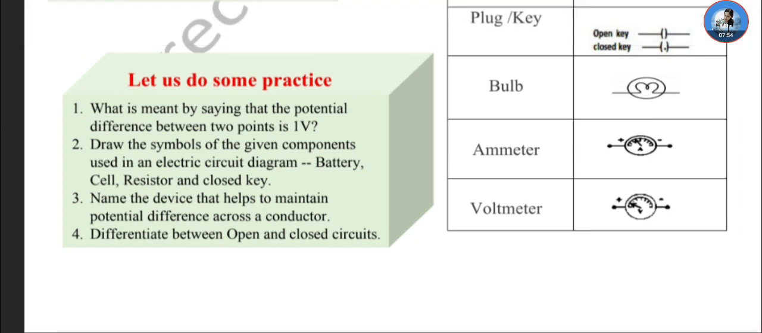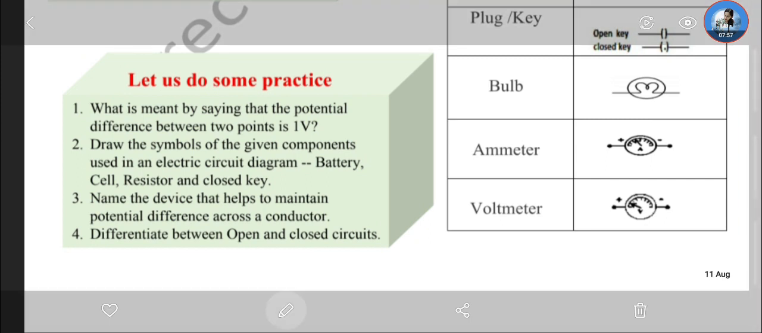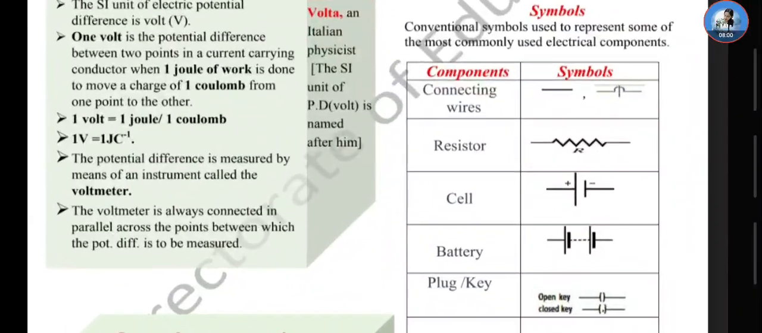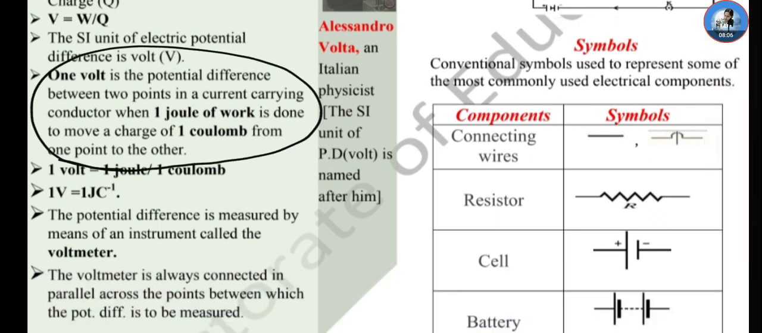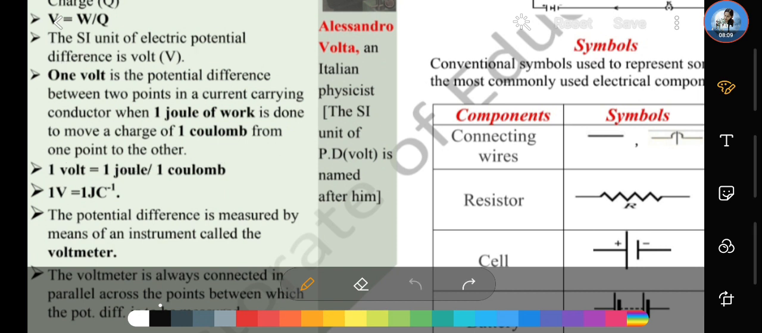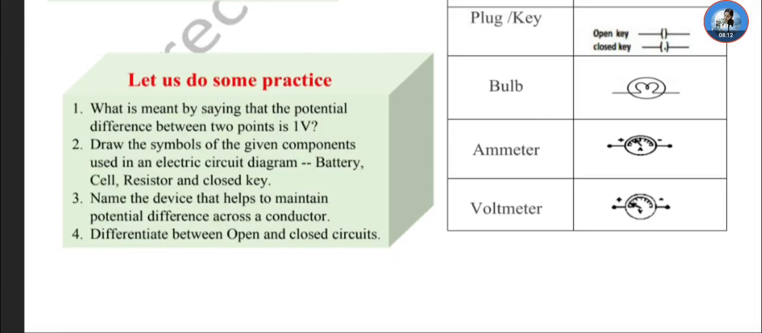First question is, what is meant by saying the potential difference is 1 volt? 1 volt means when 1 joule of work is done in moving a charge of 1 coulomb from one point to another. That is the answer of the first question. Let's move to the second question. Draw the symbols of the circuit diagram: battery, cell, resistor and closed key. Here are the symbols given in the table on your right hand side. You can draw from here. Third one, name the device that helps to maintain potential difference. What is the device? Voltmeter. Very good.